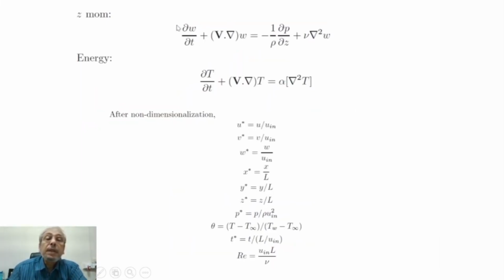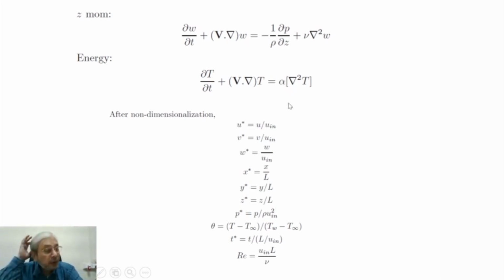Z momentum equation: ∂W/∂t plus V dot grad operated over W equal to minus 1 by rho ∂P/∂z plus nu grad square W. And the energy equation is ∂T/∂t plus again V dot grad operated over temperature equal to alpha, the thermal diffusivity, times grad square T.